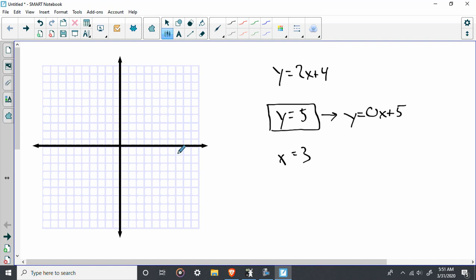Essentially, you're starting from 1, 2, 3, 4, 5, like you normally do, and going up 0 and over 1. Up 0 and over 1. And what you get is this very easy pattern that just goes straight across. So the line y is equal to 5 looks something like this. It literally just goes straight across at 5.